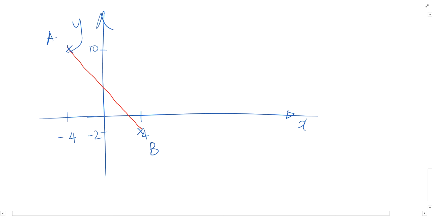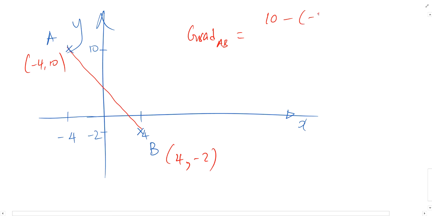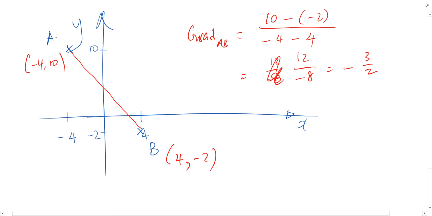What is the first piece of information you can get from this? Yes, you can get the gradient. So point A, we've got -4, 10. Point B is 4, -2. Gradient AB. These are some short forms you can use: just gradient, put an AB at the bottom. 10 minus -2 divided by -4 minus 4. So 10 minus -2 is 12. 12 divided by -8. 12 over -8, so we get -3 over 2. Makes sense, right? Because it's sloping downwards, obviously it must be negative.